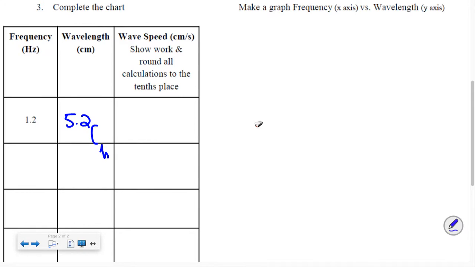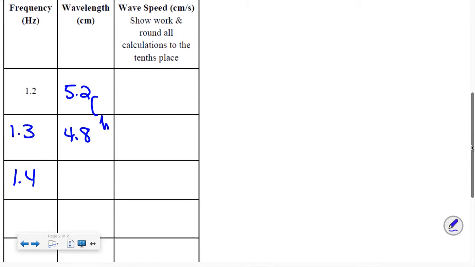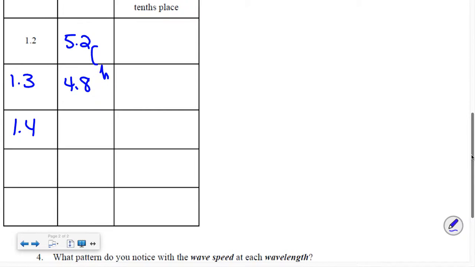So I'm just going to use some sample data of one of my other students. They chose a frequency of 1.3 and they got a wavelength of 4.8. Increasing the frequency, decrease the wavelength. They chose a frequency of 1.4 and they got a wavelength of around 4.5. Again, same pattern. 1.5, 4.3, and 1.6, 4.0. Now, you check your frequencies and your wavelengths with the person you're sitting next to.